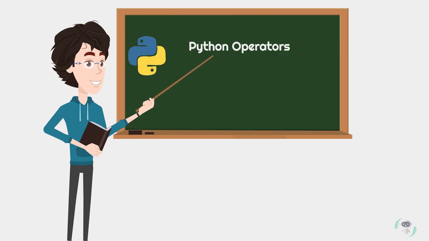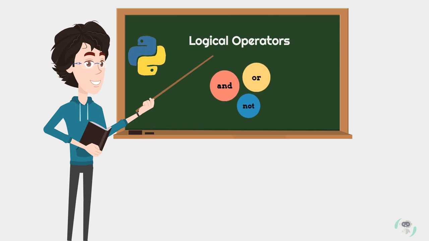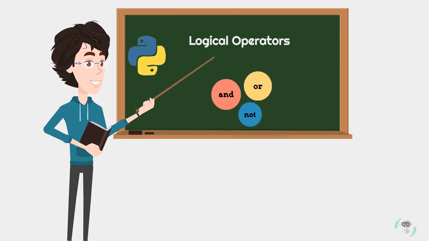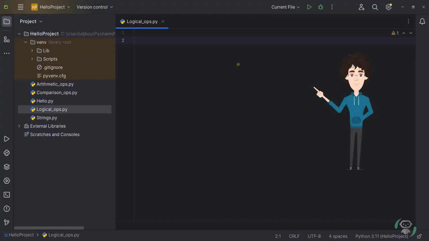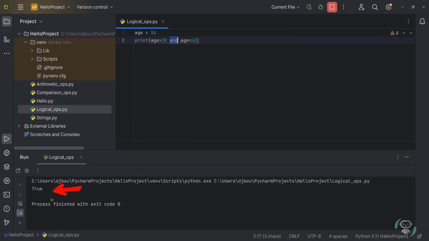But hold on, there are additional operators to explore, the logical operators. These bad boys help us weave intricate rules and conditions. Follow closely as we declare an age variable and set it to 50. Now, imagine we want to check if age is between 20 and 60. This is where we use the AND operator. If both Boolean expressions return true, the whole expression gives us true.